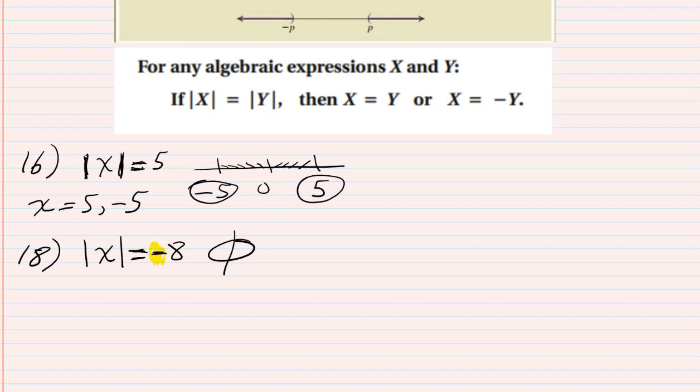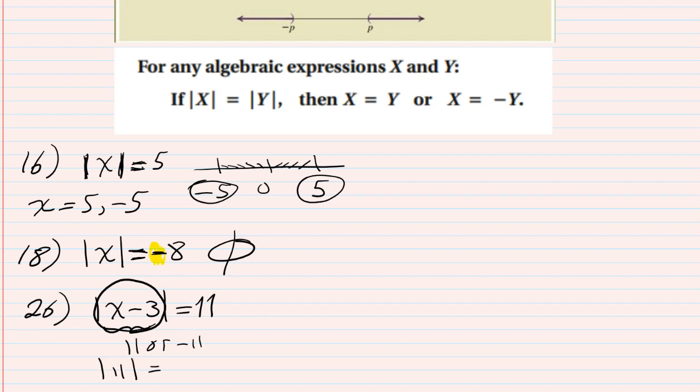Okay. Let's take a look at number 26. In number 26, absolute value of x minus 3 equals 11. Now, whatever is inside of the absolute value, whatever this is, shouldn't that be 11 or negative 11? So the absolute value is going to be 11. So that's going to be the inspiration for our work.